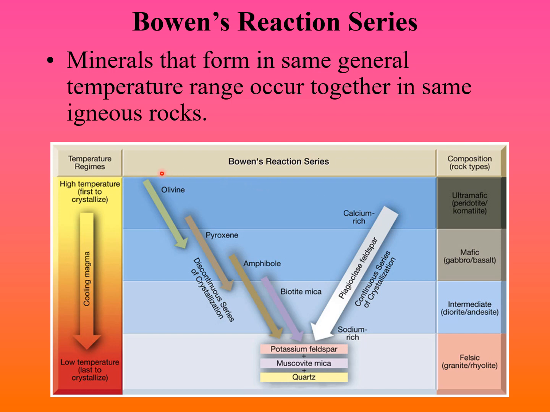And we see that minerals that form in the same general temperature range occur together in the same igneous rock. So usually rocks that have a lot of olivine in them also have pyroxene and calcium-rich plagioclase. And then minerals that form at the lowest temperatures, where we see quartz, we tend to also see muscovite and potassium feldspar. So I want you to think about, would we see olivine and quartz in the same rock? And the answer is generally no, we don't.